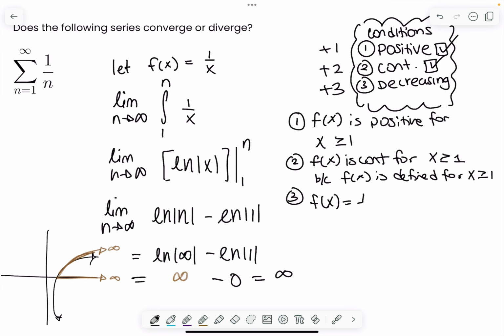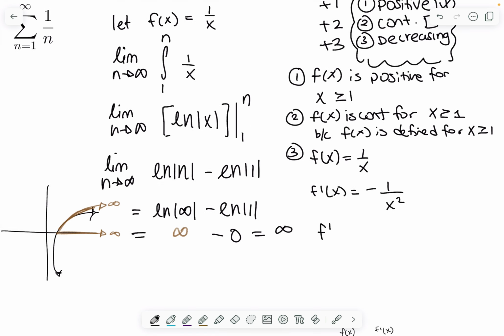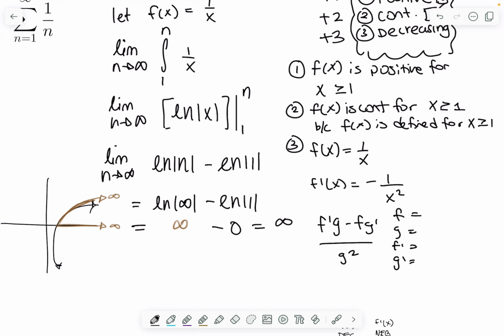So we have f of x is equal to 1 over x. F prime of x is going to be equal to negative 1 over x squared. Just use the quotient rule. It's f prime g minus f g prime over g squared. So we plug in what we have. F is my numerator. G is my denominator. Derivative of f is 0. Derivative of x is 1. Then we plug in our stuff in here.